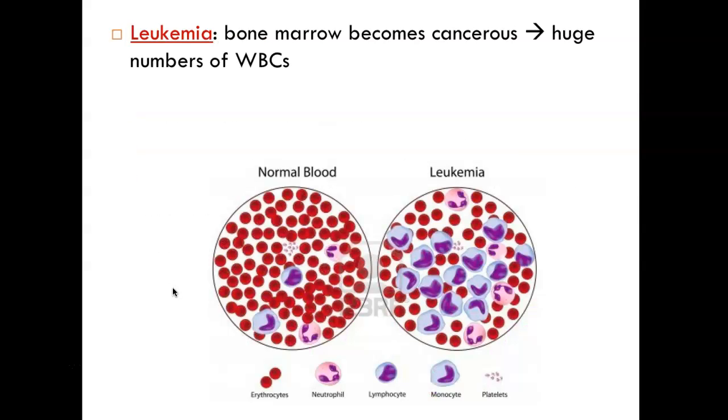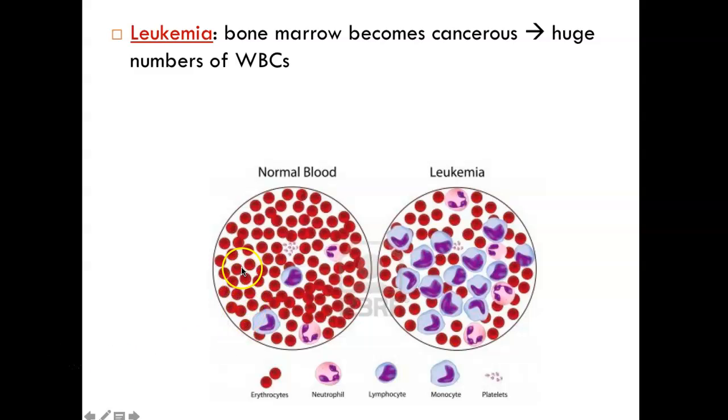All right, so a disorder of the leukocytes would be leukemia. And we know that leukemia can be seen in all ages, but this is one of the cancers that we hear about most often in children. The bone marrow becomes cancerous, and cancer is caused by DNA mutations where the cell cycle is unregulated.